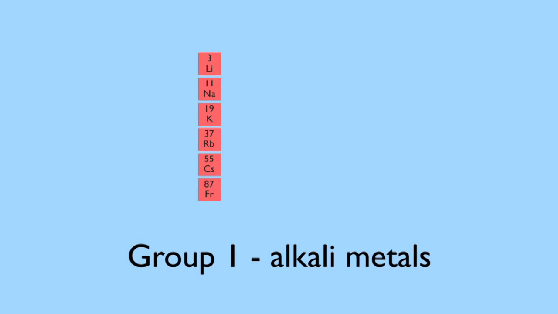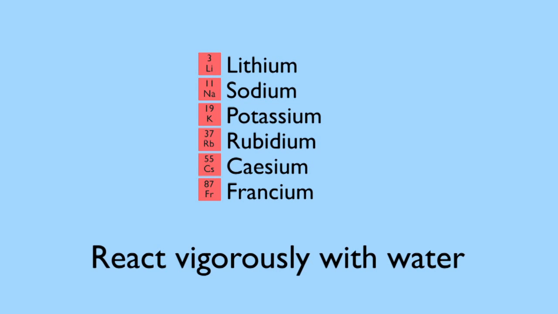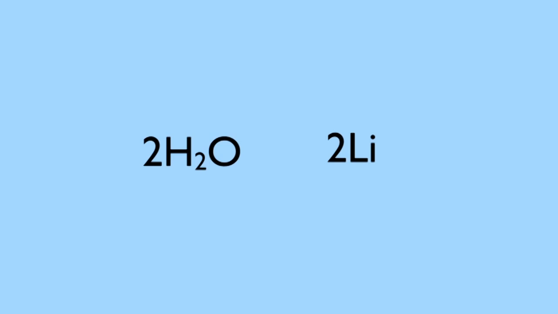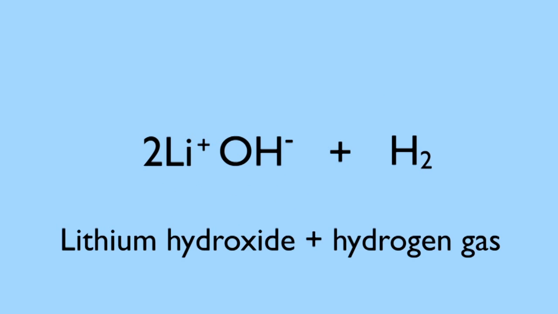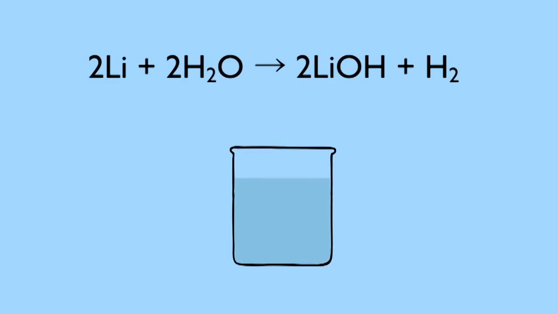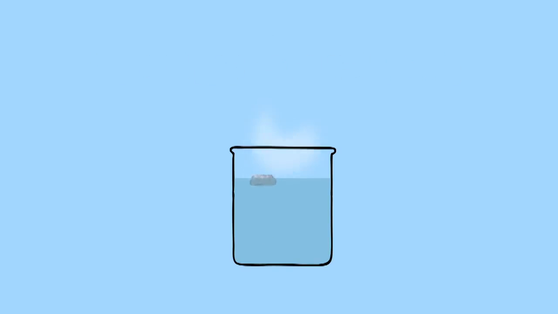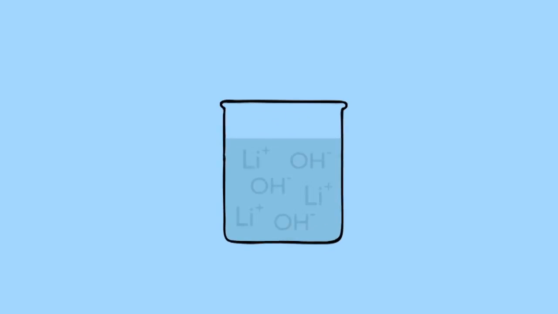Group 1, the alkali metals, all react vigorously with cold water. The metal atom displaces hydrogen from the water molecule to form a metal hydroxide and hydrogen gas. Here's the reaction occurring with lithium metal in a beaker of water. Notice how the metal floats on the surface and fizzes quite gently until it disappears from sight. Don't think it has just vanished though, atoms don't disappear. It has formed Li+ and OH- ions, which are dissolved in the solution, making that solution basic.